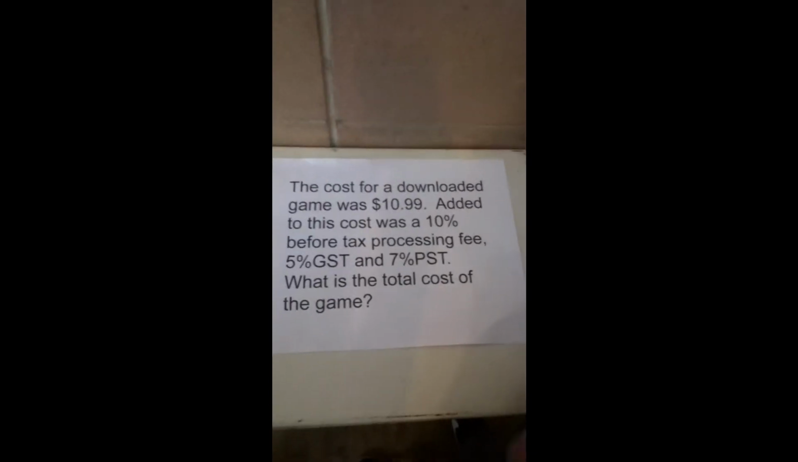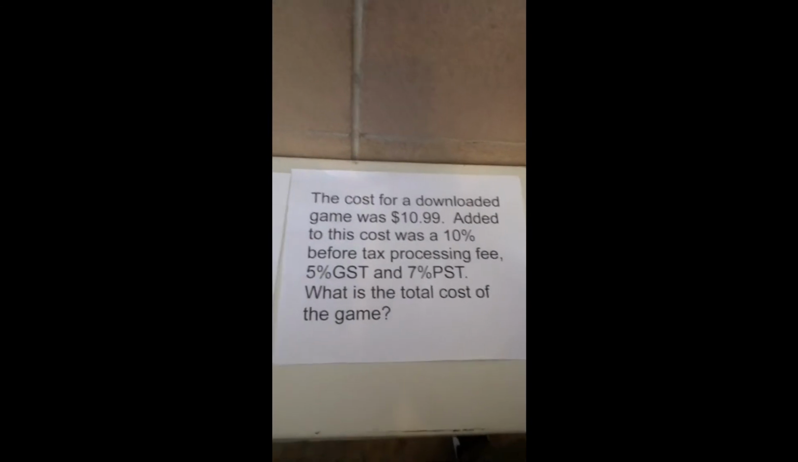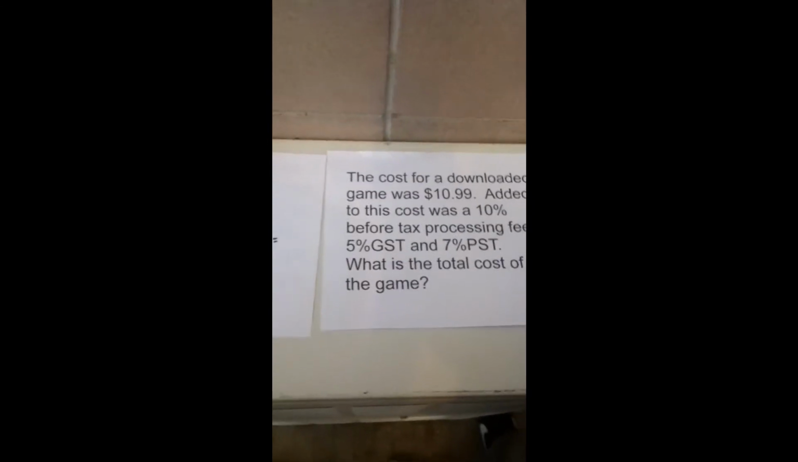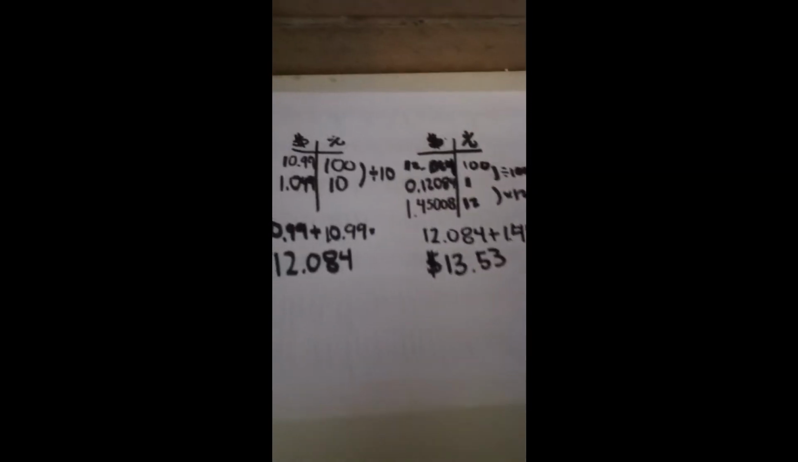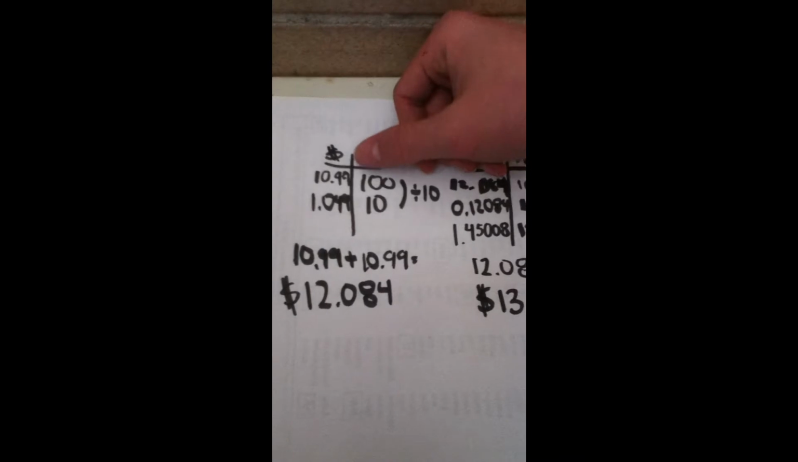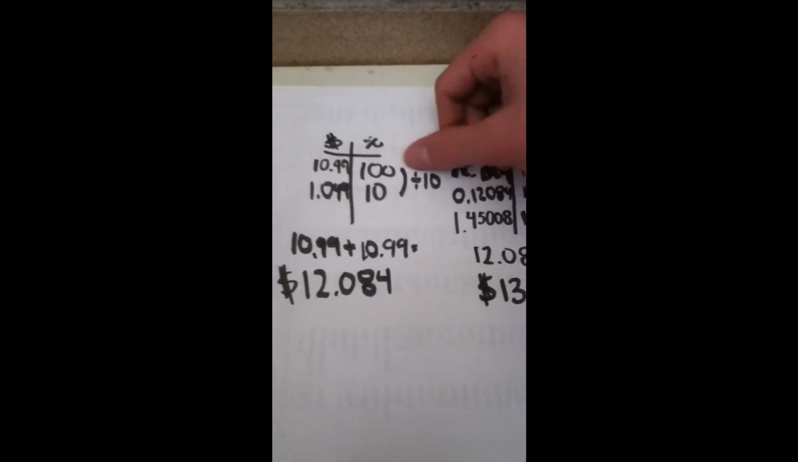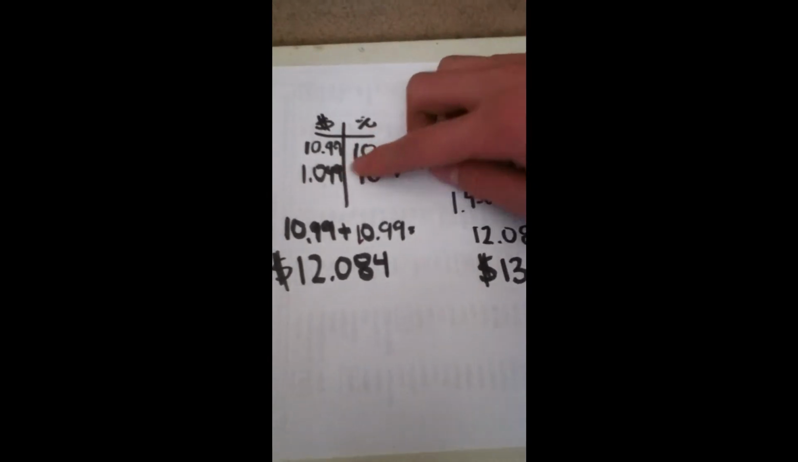The cost for a downloaded game was $10.99. Added to this cost was a 10% before-tax processing fee, 5% GST and 7% PST. What is the total cost of the game? First, I used a ratio table and put $10.99 on it and 100%, and then I divided by 10 so I can get the 10%, which equaled that.